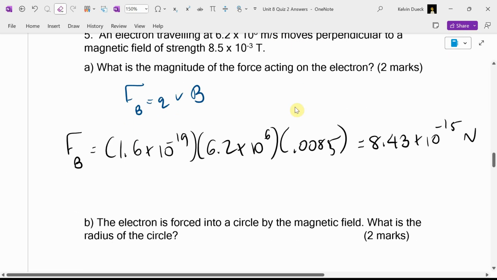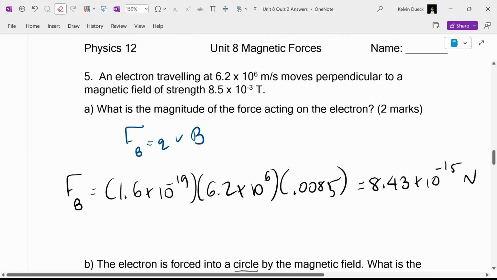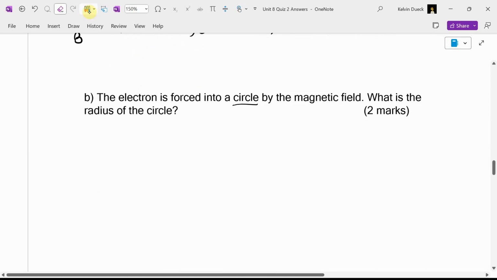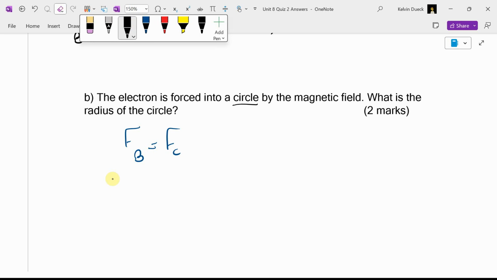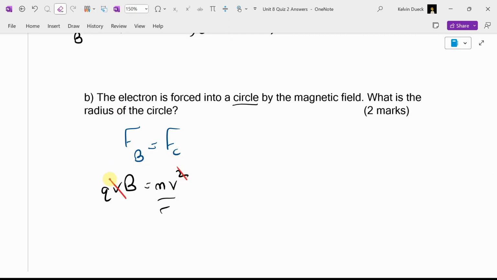B, this is forced into a circle. You could probably use your answer from A to do B. I did the full derivation. I said magnetic force is what's pushing me in a circle. I said QVB equals mv squared over r. One of the v's cancels.